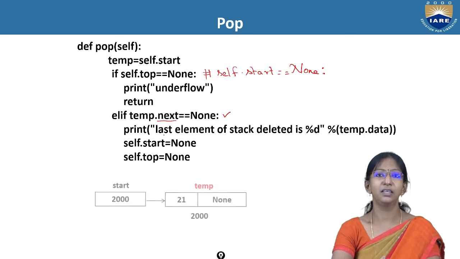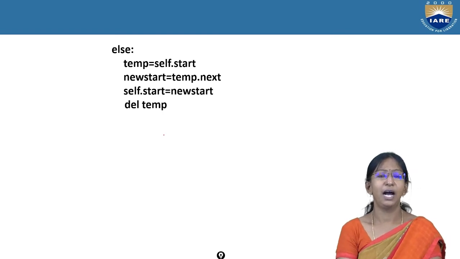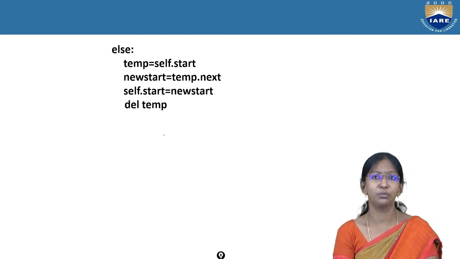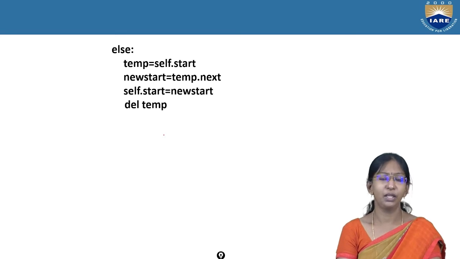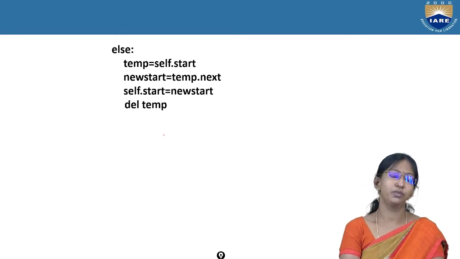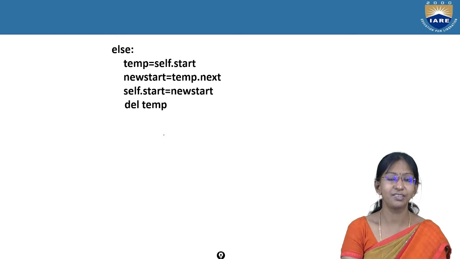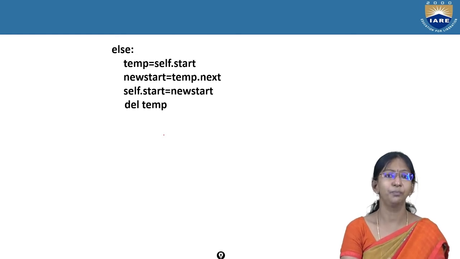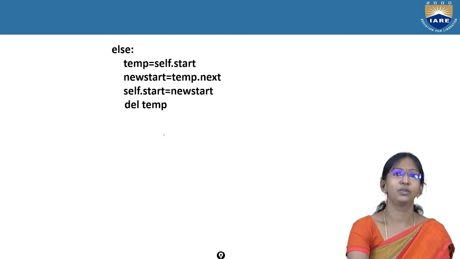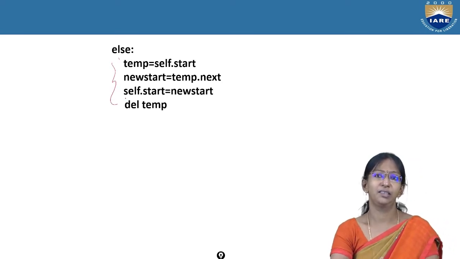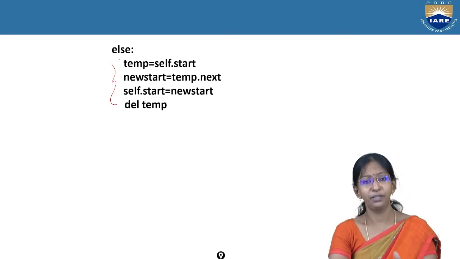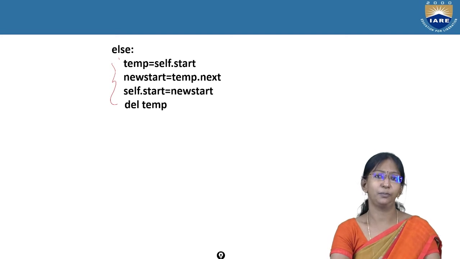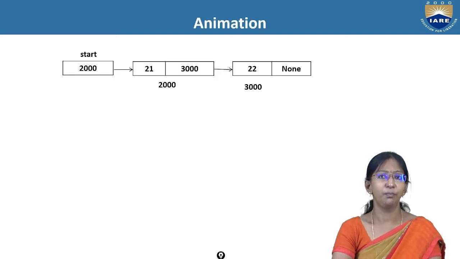The third case is a normal case, right? A normal case where there are a handful of elements and I want to remove the element on the top. In this process, we have seen that the first element is acting as the top element, right? So this is the piece of code to remove the first element in the stack, and temp is the name given to the first element. After removing that, I'm going to delete it, right? So this is the pop operation.